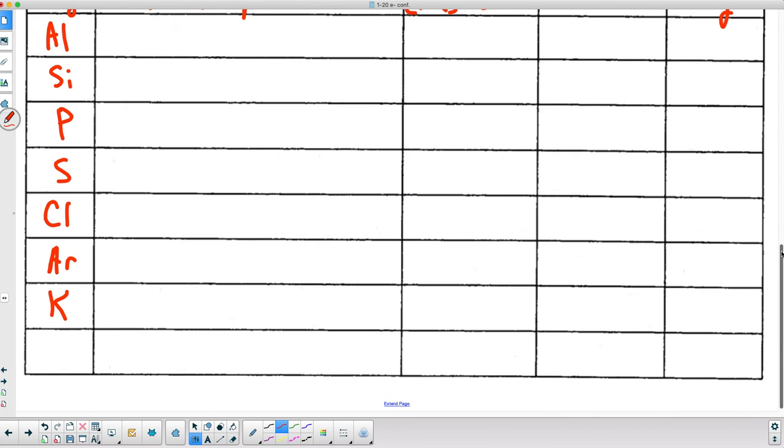Now if you can finish this up, then you have a pretty good idea as to how to do electron configurations, even the short electron configurations, which we are going to practice. Okay, see what you can do with that.